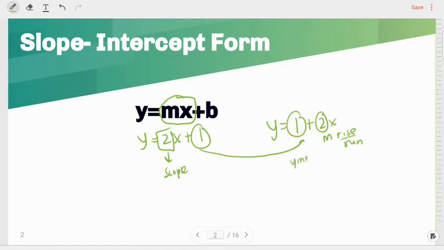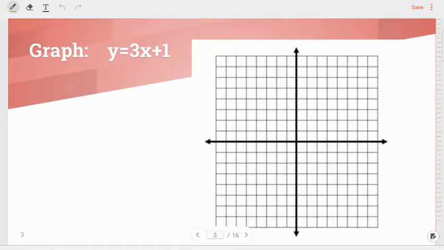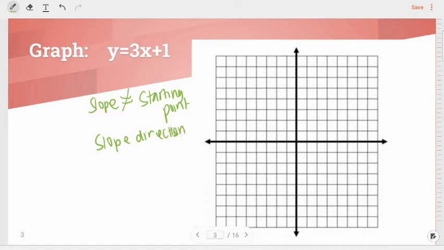And let's go ahead and practice this. So on our first graph, we want to graph the formula y equals 3x plus 1. Now, remember that we need a starting point in order to graph. Remember, slope does not equal a starting point. Slope is just directions from one point to the next.